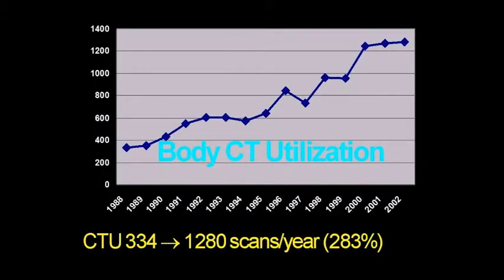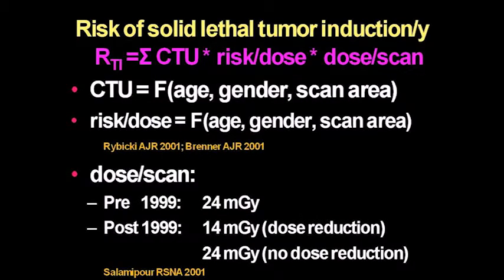So I have tried to get a handle on this increase and see what it means. How can you quantify that? What can you do with that information? So the CT utilization went from 334 to over 1,200 scans per year at Mass General alone, an increase of 280%. And then I tried to come up with a formula to calculate the risk of lethal tumor induction per year, which is this formula, pretty simple.